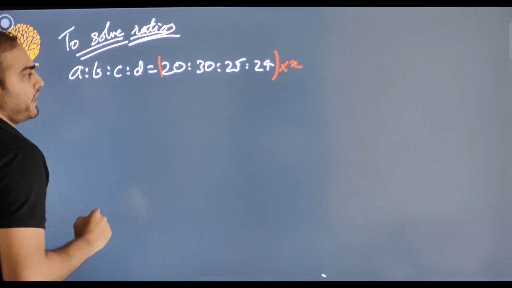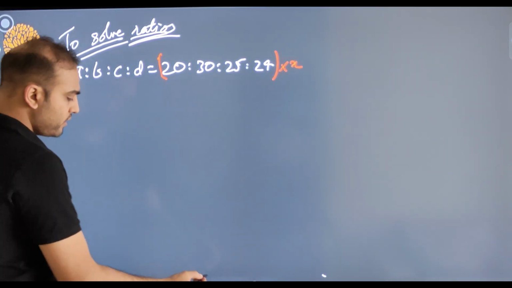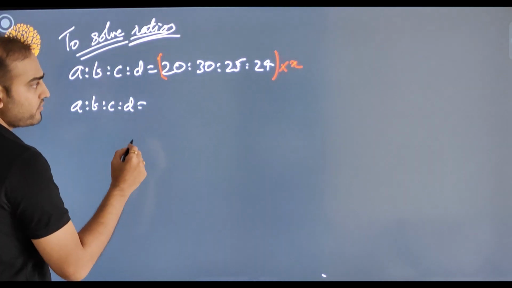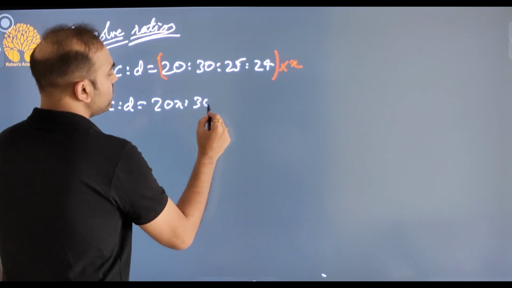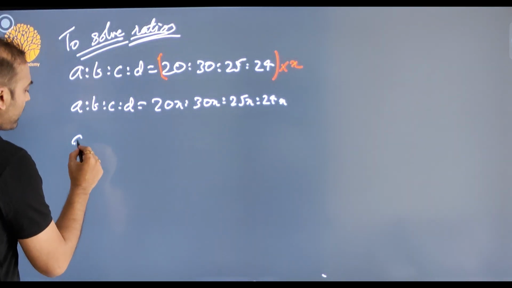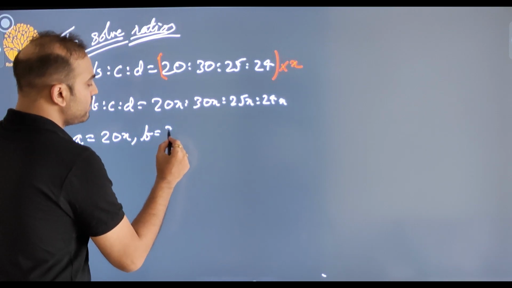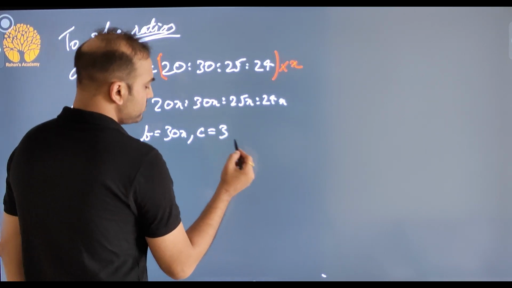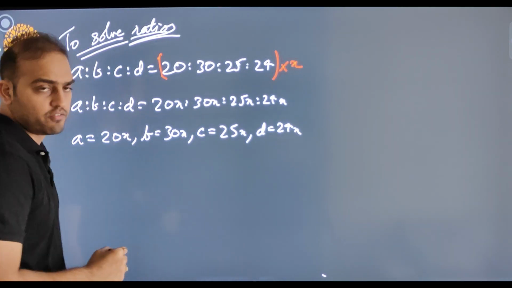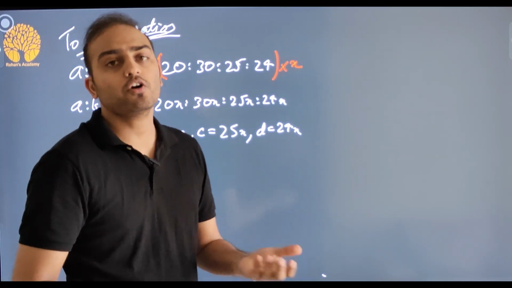I'm multiplying this by x. All right, so what happens? We get A is to B is to C is to D as 20x, 30x, 25x and 24x, right? Now you can say that if A is 20x, then B is 30x, C is 25x and D is 24 times x, where x is a common constant.